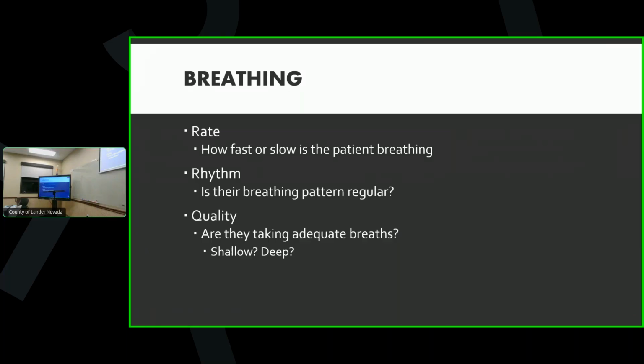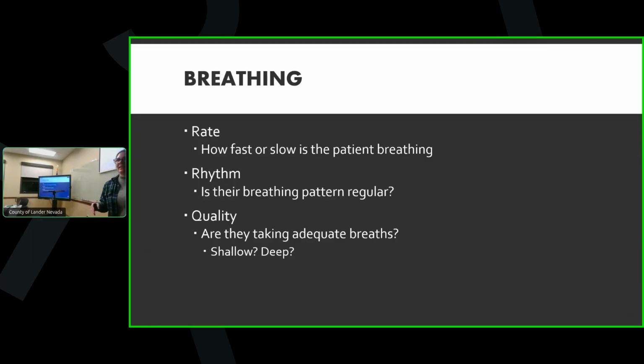Then we move on to our breathing. Here's the B part of our ABCs. So rate, rhythm, and quality. Rate being how fast is the patient breathing? Are they breathing at a normal rate, which is what? What's our normal rate for an adult? 12 to 20. 12 to 20, good job. If they're breathing too fast, what's that called? Tachypnea. If they're breathing too slow, what's it called? Bradypnea. Good job. If they're not breathing at all, what's that called?